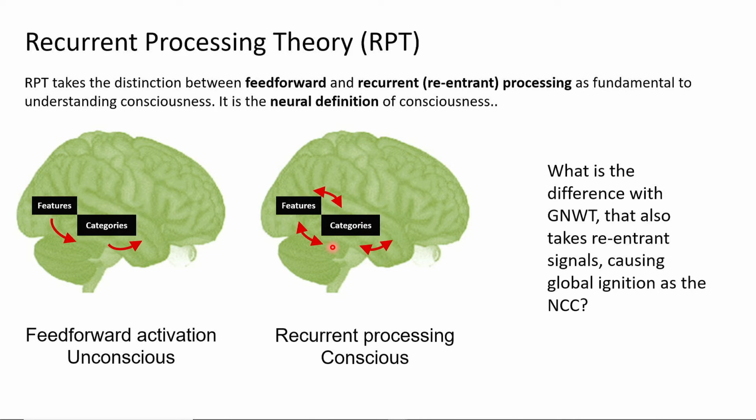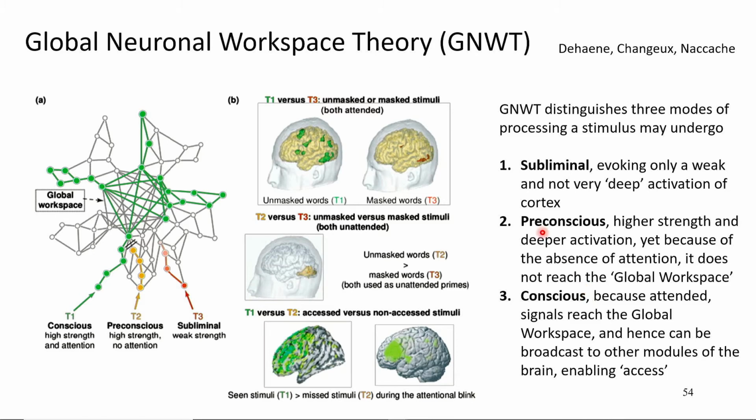Now, how is this different from another major theory of consciousness, more major I would say, which is global neuronal workspace theory? Because in global neuronal workspace theory, there's also this re-entrant signaling and global ignition, which is taken as vital for the neural correlate of consciousness. Just to mention a few things about that: global neuronal workspace theory is championed by people like Dehaene, Changeux, Naccache, good friends, by the way.